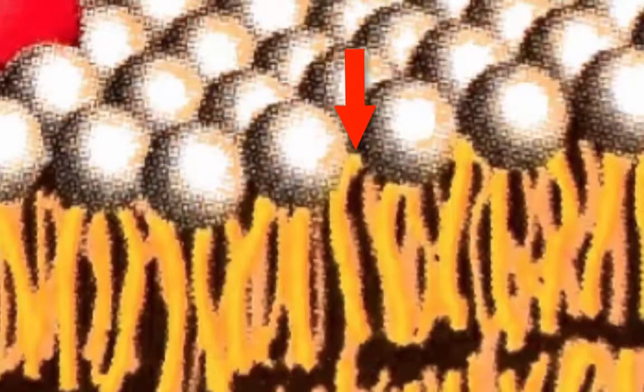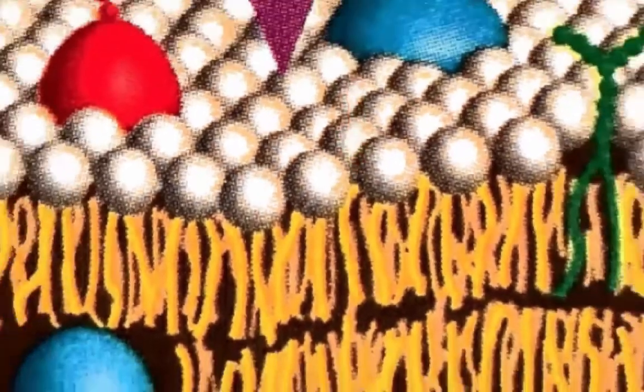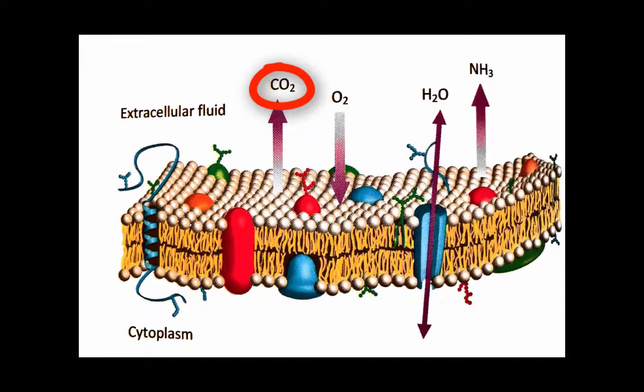Between each phospholipid is a space that allows small items like CO2, which is 3 atoms big, O2, which is only 2 atoms big, and NH3, 3 atoms big, to pass through without restriction. These gases pass through the membrane via simple diffusion.